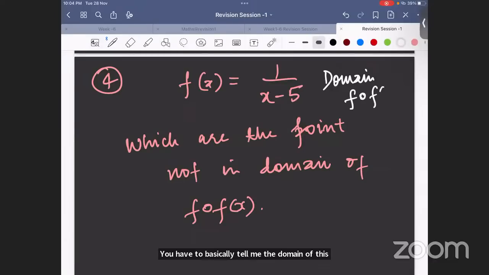f of f. R minus 5. R minus 5. I guess there must be some other value also. So 0, 5, 26 by 5. Okay.